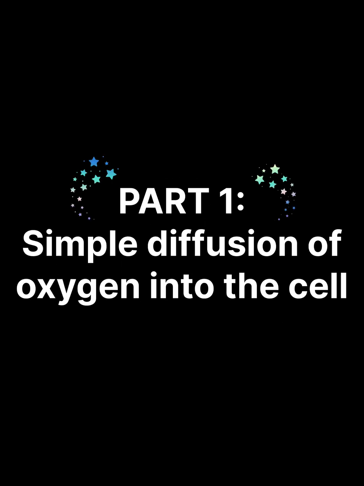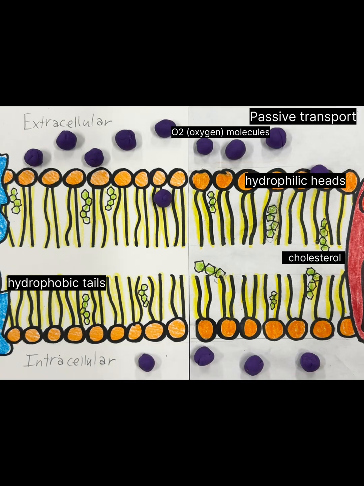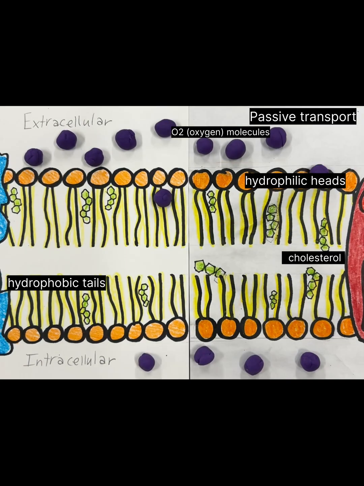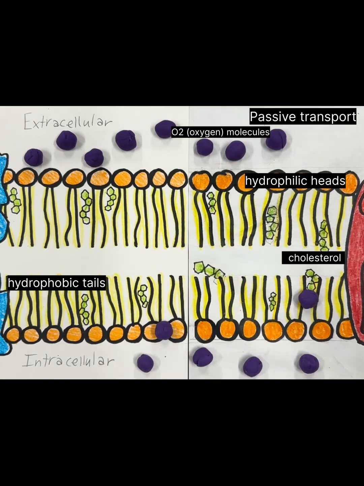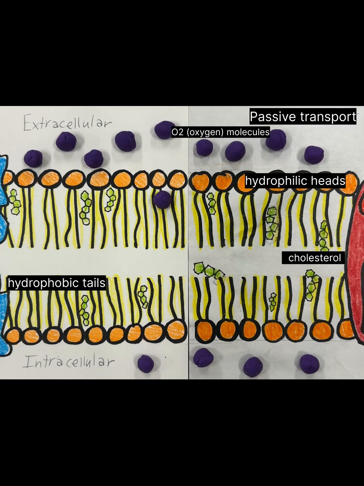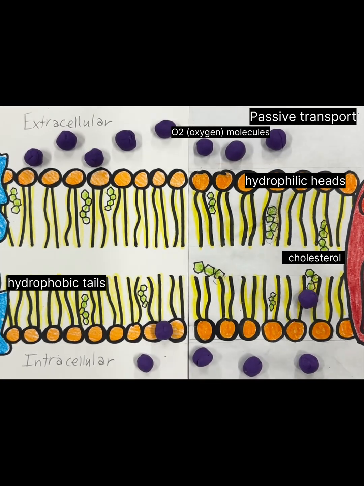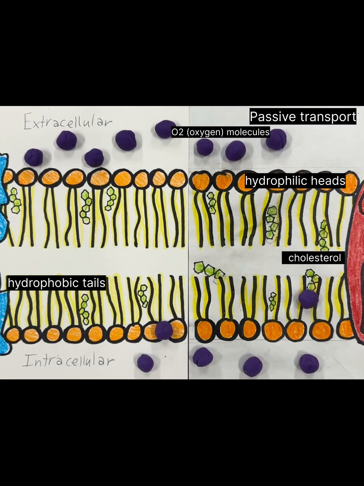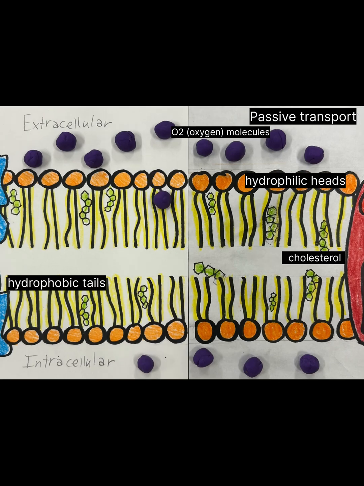Simple diffusion of oxygen into the cell. The process being shown here is simple diffusion of oxygen into the cell. Simple diffusion is passive transport, meaning that it requires no energy, so there is no ATP in the model. Oxygen molecules use simple diffusion to get into the cell because they are small and don't have a charge.